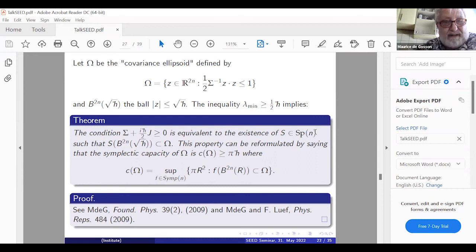The condition sigma plus i h bar over 2 J positive is equivalent to the existence of S such that, and so on. We already talked about that. But this property can be reformulated by saying that the symplectic capacity of omega is at least pi h bar. Symplectic capacity here is defined by the formula you see in the theorem. It's not obvious, but what is a symplectic capacity?